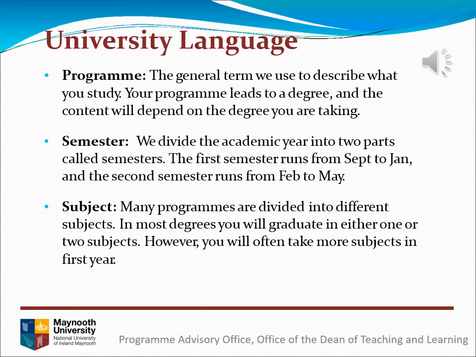Semester. We divide the academic year into two parts called semesters. The first semester runs from September to January, and the second semester runs from February to May.